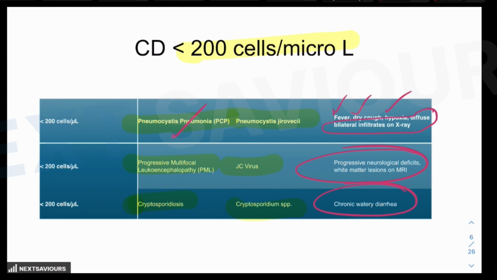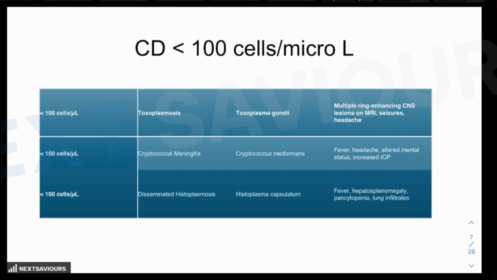We are restricting ourselves to the purpose of identification. Once you have identified, you also have to learn the management by heart. Now, if the CD4 cell count is given as less than 100 cells per microliter, then the diseases which could probably be asked in the question are toxoplasmosis, cryptococcal meningitis, and disseminated histoplasmosis.